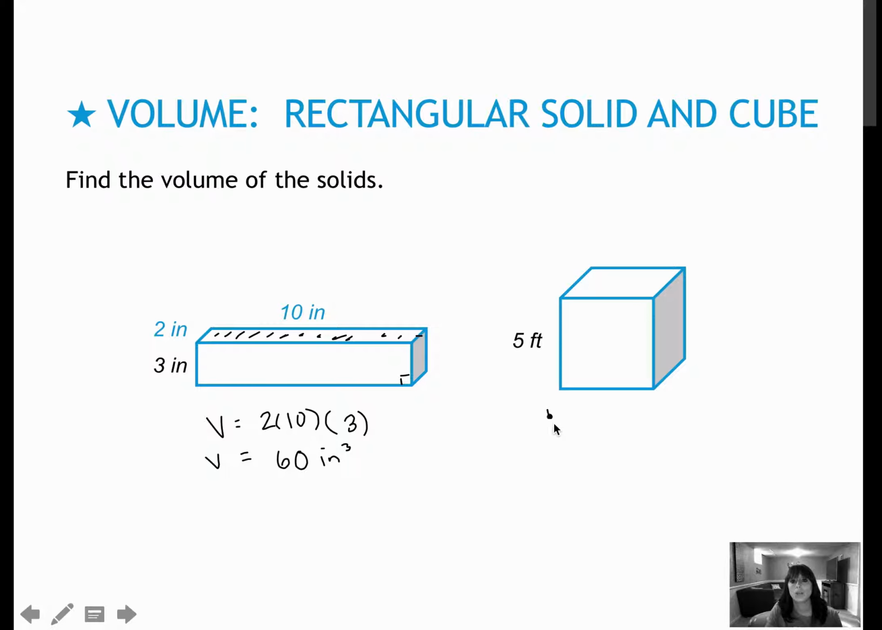This is a cube. To find the volume of a cube, I'm just going to cube the side length, which is 5. So 5 times 5 times 5 is 125, and that's cubic feet.